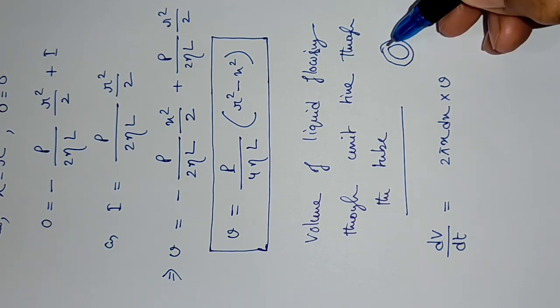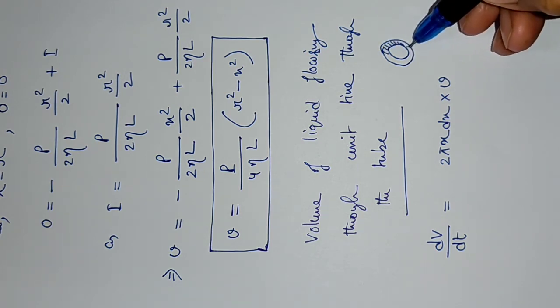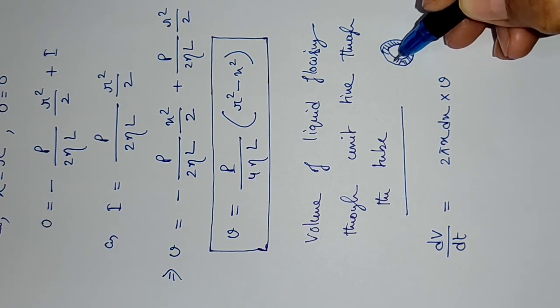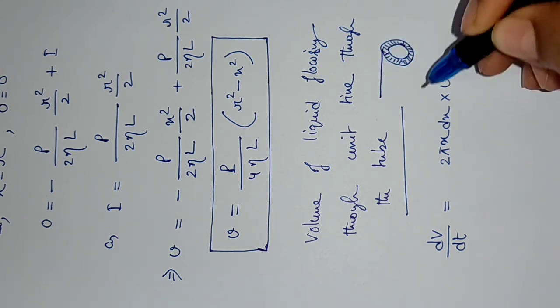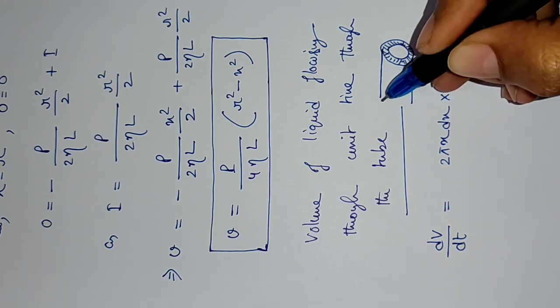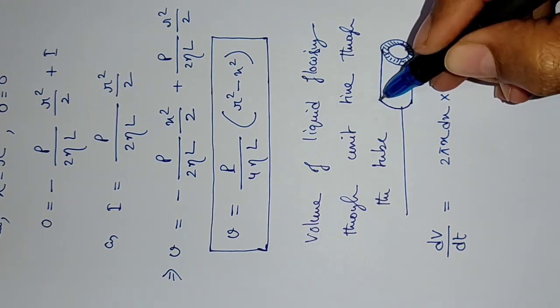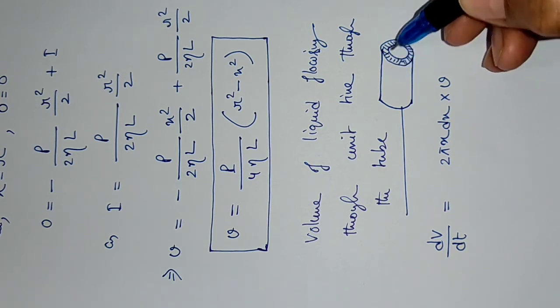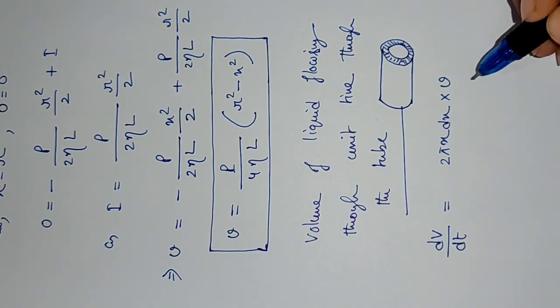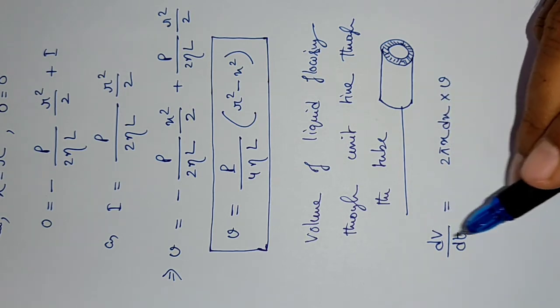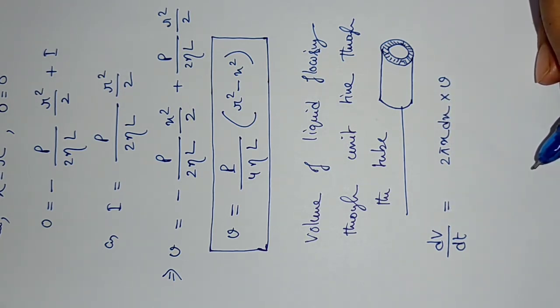When we multiply it by v, meaning distance travelled per unit time, this will give the volume of this concentric cylinder per unit time. Now this is the entire volume of the liquid.